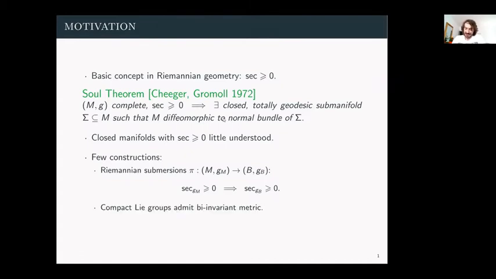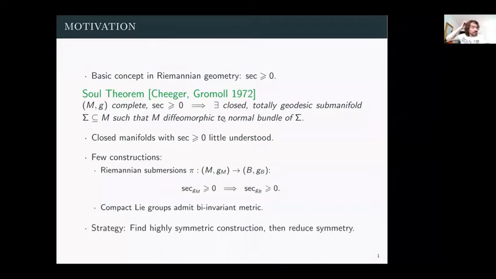The other basic fact is that compact Lie groups admit a bi-invariant metric. This is maybe the first curvature computation that everybody does when they study Riemannian geometry: to show that the bi-invariant metric on a compact Lie group has non-negative curvature.